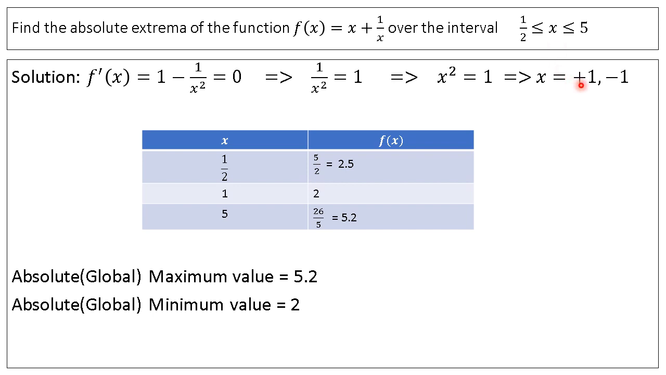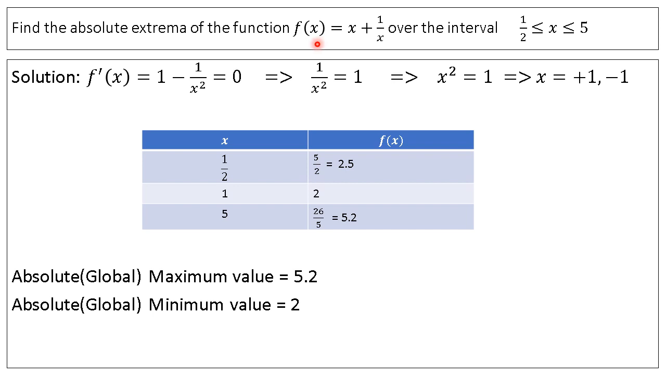That means x is equal to plus 1 is acceptable, and this one is also in the domain. But x is equal to minus 1 is not acceptable because minus 1 is not in this domain. Okay, now we have to take the points x is equal to 1 by 2, 1 and 5. Now substitute x is equal to 1 by 2, 1 and 5 in the given function.